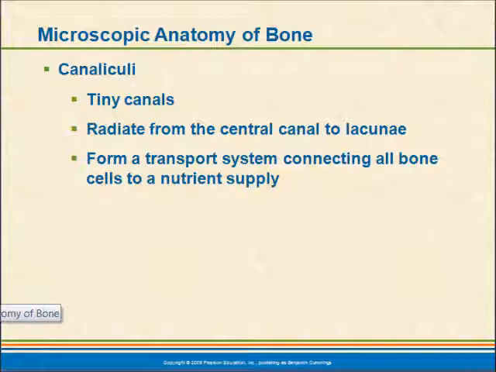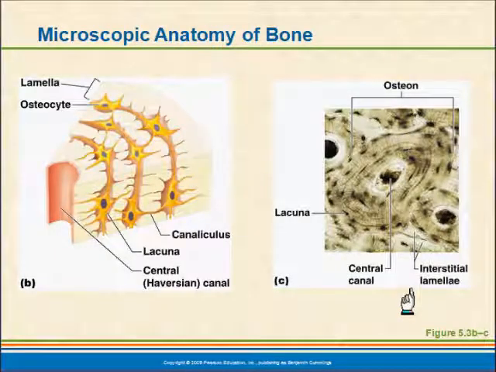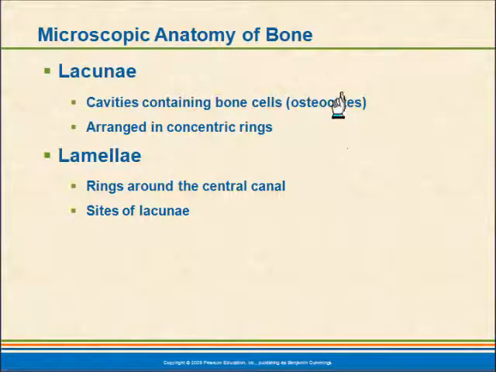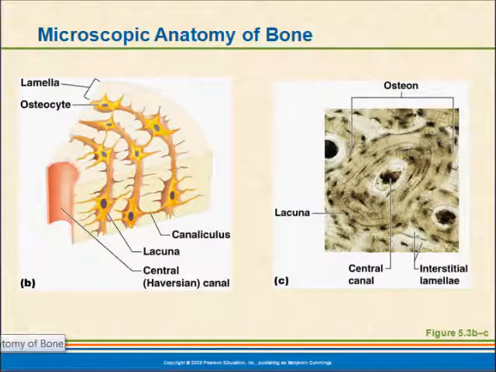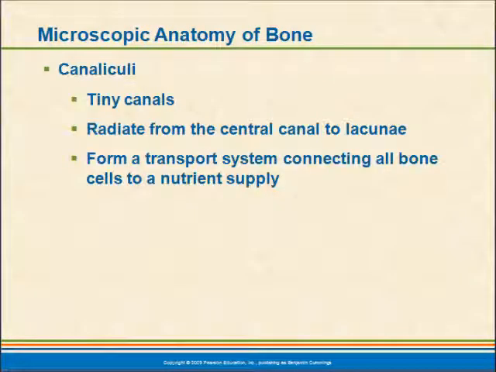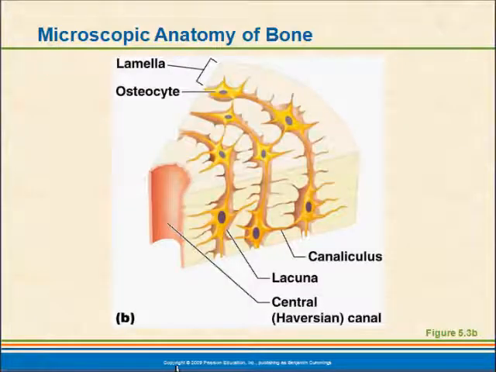Now, there are other cell types in bone, aside from the osteocytes. We actually have osteoblasts and osteoclasts, but they have different purposes, and we will talk about those in a subsequent discussion. Again, just as a final review: central canal, lamellae, which are the ring-like structures, lacunae, which hold osteocytes, and are fed nutrients via canaliculi.